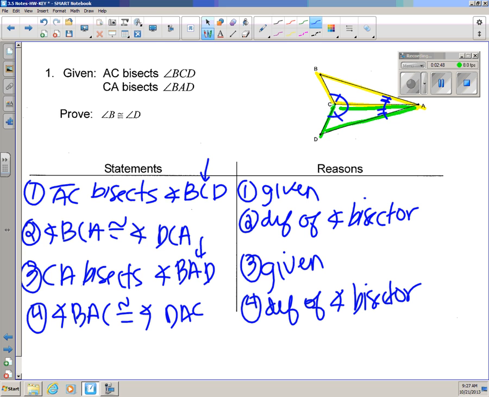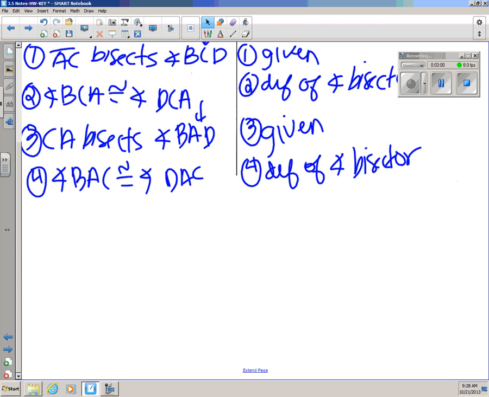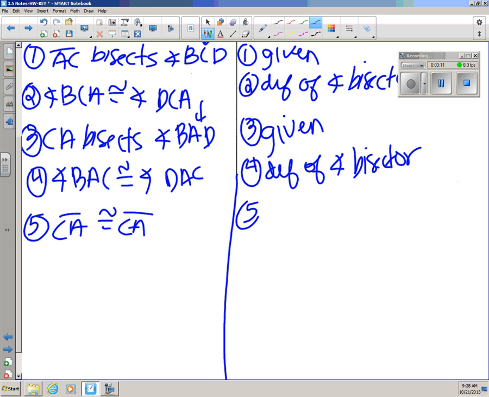Well, we ran out of givens to use. There's nothing left. So what do you know for sure? Well, hopefully you see that there is a shared side. There's a reflexive side. So that's what I'm going to write next. And then I'm going to put line segment CA is congruent to itself. This is by the reflexive property. Now we have the three pieces of information that we need.